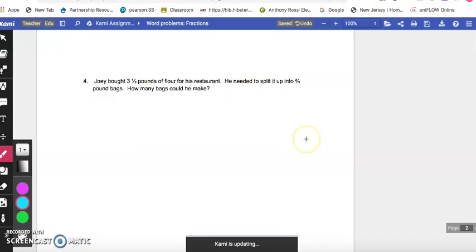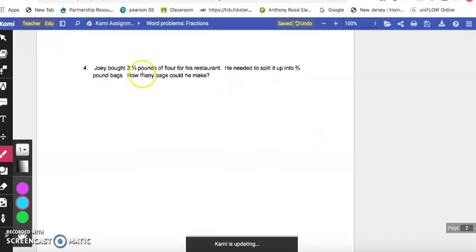Let's try one more. Joey bought 3 1/3 pounds of flour for his restaurant. He needs to split it up into 2/3 pound bags. How many bags could he make? So again, I need to think, what am I splitting? Am I splitting the flour or am I splitting the bags? Well, that's silly. I can't split a bag. So I'm going to split the flour.